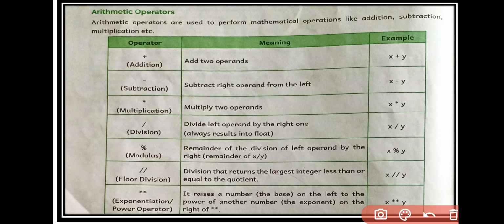Next, division. Division divides the left operand by the right one and always results in a float. For example, 9 divided by 2 gives 4.5. Clear? Divide the left operand by the right one, and the result is always a float, meaning a floating point, decimal number.